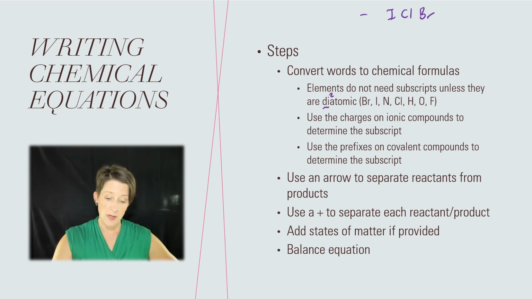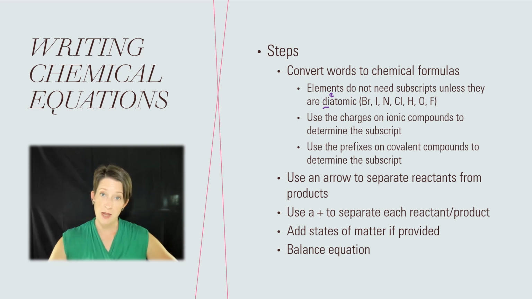For ionic compounds, make sure you create neutral ionic compounds, balancing those charges. Covalent compounds, use the prefixes to denote the subscript. The arrow is what separates your reactants from your products, and it's going to be signaled by terms such as decompose, to yield, to form, make, something along those lines. We use a plus sign to separate compounds from each other. Add states of matter, S, L, G, or AQ if necessary. And then once you have all that done, last but not least, you have to balance the chemical equation with your coefficients.